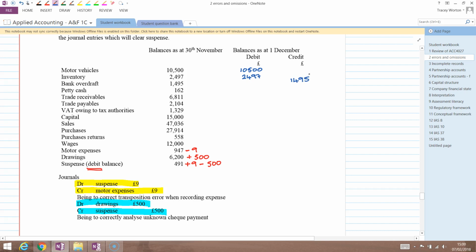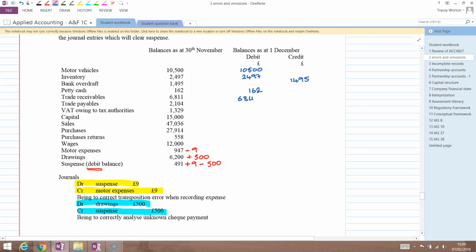Petty cash, you can never go overdrawn in the petty cash tin. You can't take more money out than what you actually put in, so petty cash will be an asset and therefore a debit of 162. Trade receivables, so the customers that you sold to on credit now owe you the money. That's an asset to you, so again a debit of 6811.